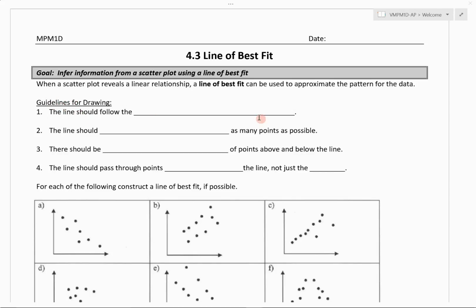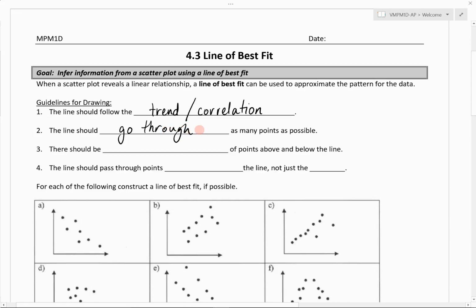Number 1, the line should follow the trend. Whatever the data is doing, positive or negative, the line you draw has to follow the trend, or correlation. Number 2, the line should go through as many points as possible.